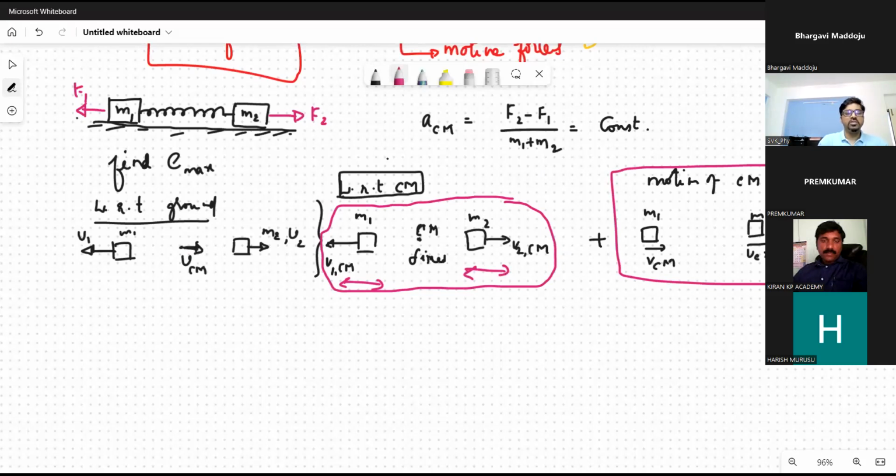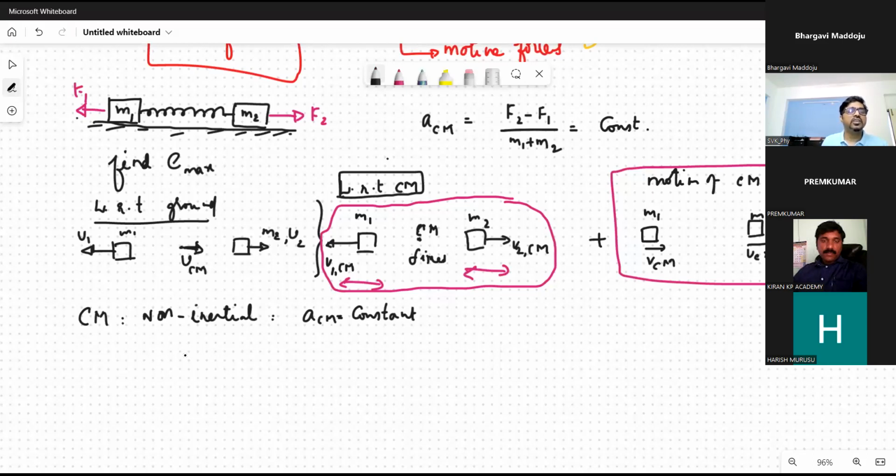But the problem here was center of mass is an inertial frame. Sorry, center of mass is a non-inertial frame, because it is accelerating. But the advantage is that acceleration of center of mass is constant. So finding the pseudo force is not a very big deal. It's just the mass of each body multiplied by the acceleration of center of mass in reverse direction.